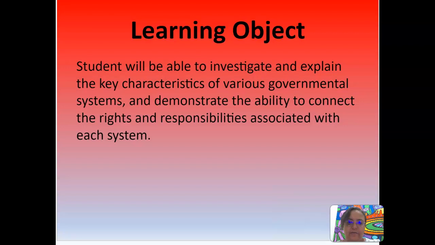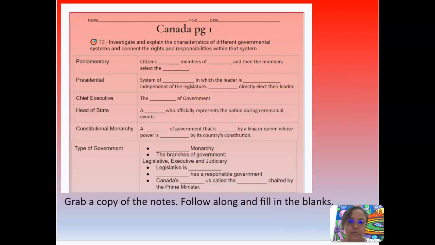The learning objective: students will be able to investigate and explain the key characteristics of various governmental systems and demonstrate the ability to connect the rights and responsibilities associated with each system. Please grab a copy of the notes, follow along, and fill in the blanks as you're watching the video.